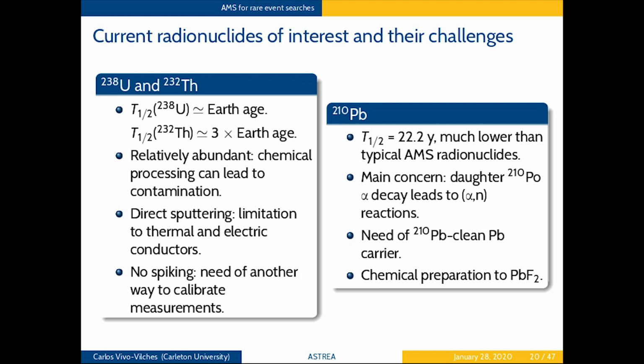For lead-210, this is closer to another AMS radionuclide, because we can do chemical preparation. We would add the stable lead to measure these lead ratios. And the main concern for these rare event searches studies is the alpha decay from polonium that would lead to alpha-n reactions, and that would be a huge problem. Then we have this chemical preparation to the lead fluoride sample, and I will explain much more about this later.